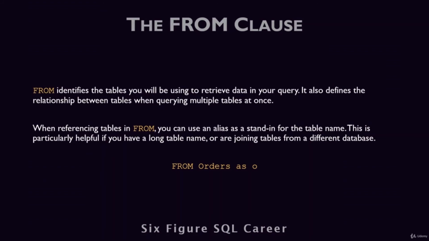From identifies the tables you will be using to retrieve data in your query. It also defines a relationship between tables when querying multiple tables at once. When referencing tables in from, you can use an alias as a stand-in for the table name. This is particularly helpful if you have a long table name or are joining tables from a different database where you have to use a multi-part name.